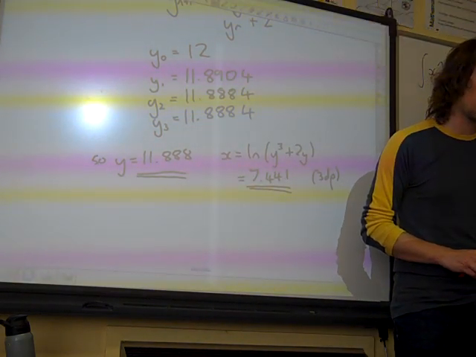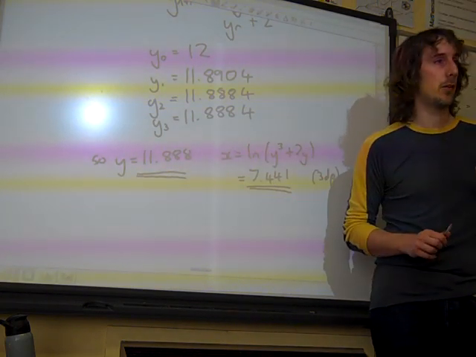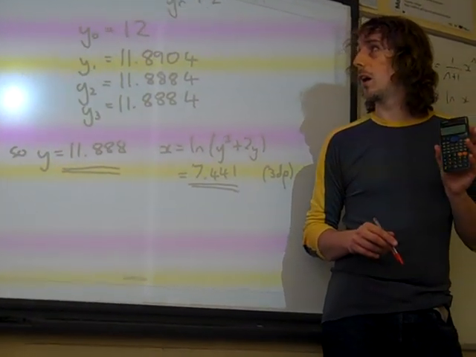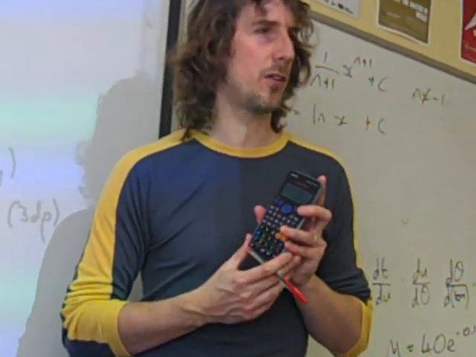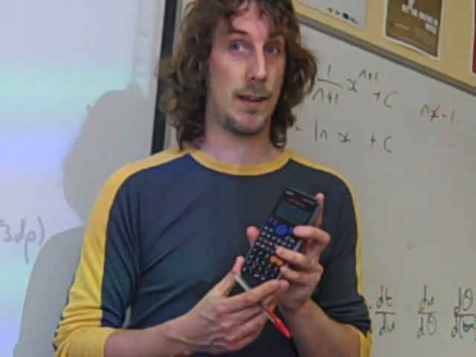Remember the question said find the coordinates of P, so having found y we had to do x as well. It was a little bit of a twist on the whole iterative formula thing, because we're not used to finding y and then having to find x from it. There it is. Great camera work.